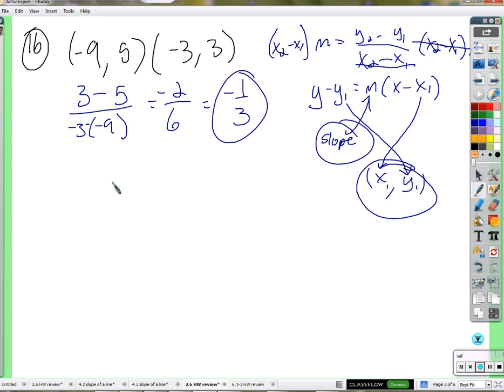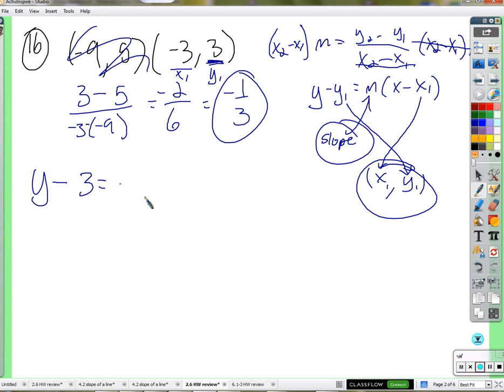We use the point-slope form, y minus y1. Remember, it comes from the slope formula, which is y2 minus y1. Y minus y1, the difference of two y's. So y1 is 3, a y value from a point. We could have also chosen 5. So this is what we'll call y1, and this is what we'll call x1. We chose a point. We don't care about the other point anymore. We're using this point.